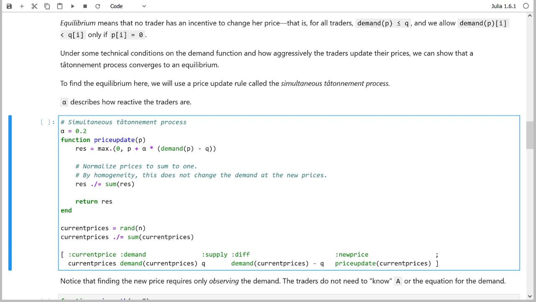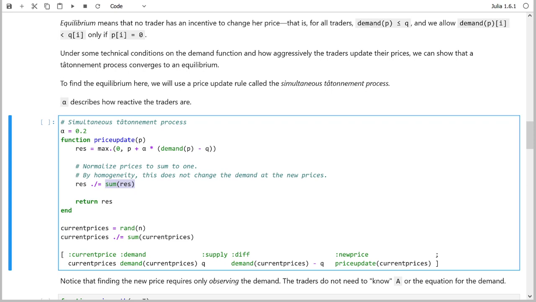The next thing that this price update function does is it divides the updated prices by their sum. And what this does is it ensures that the prices sum to 1 at all times. And we know from our homogeneity assumption on the demand function that if I divide the prices by a scalar, a positive scalar, which this is, then it will not change the demand at all.